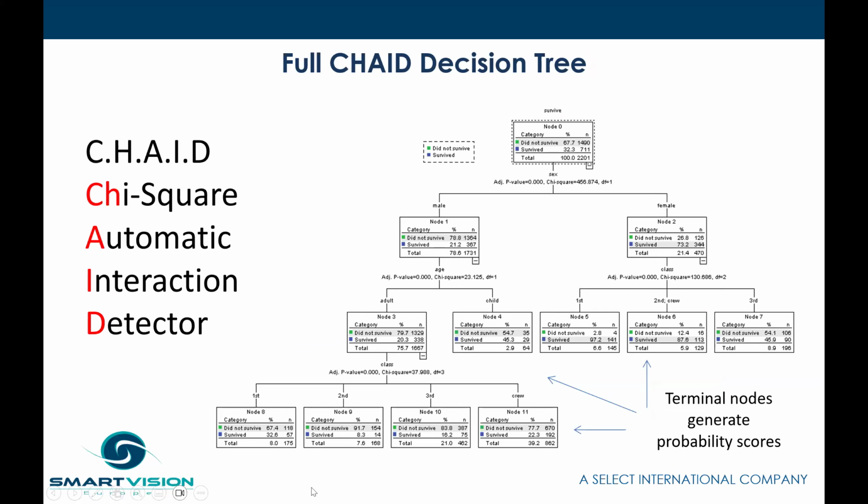Here for the male branch, it says the next most important factor is age, and for adult males, the next most important factor is class. For the female branch, age isn't important at all, doesn't make a difference, but class is important. And it even groups together second class and crew because they're not statistically different from one another. And it means that everybody ends up on one of these final, what we call a terminal node. Everyone ends up in one of these little boxes at the end.